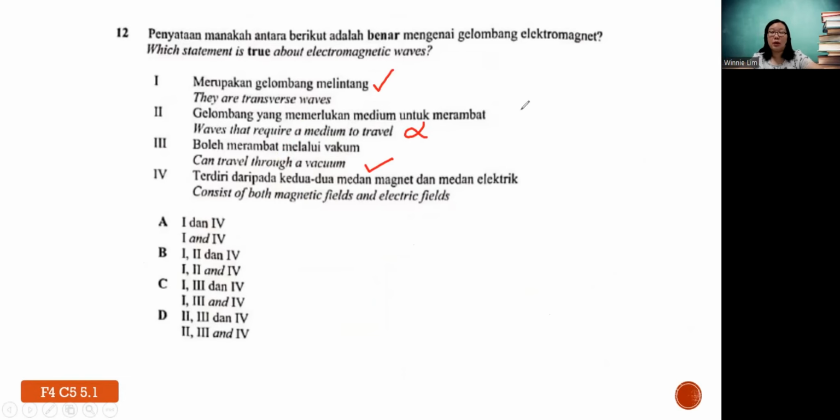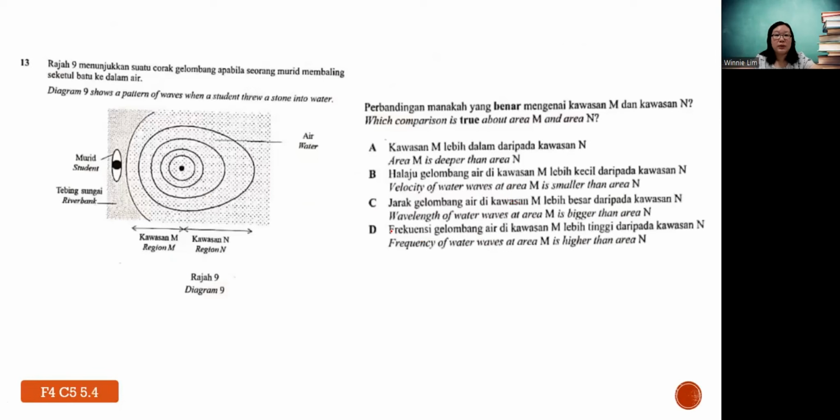The most common example is what? Sound wave. And another example for transverse wave that requires a medium is water wave. But electromagnetic waves really travel through vacuum. They are transverse, and they have magnetic field and electric field which are perpendicular to each other. So hence your answer is 1, 3, and 4. C. Okay, C.